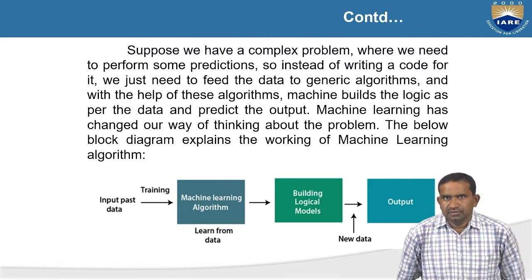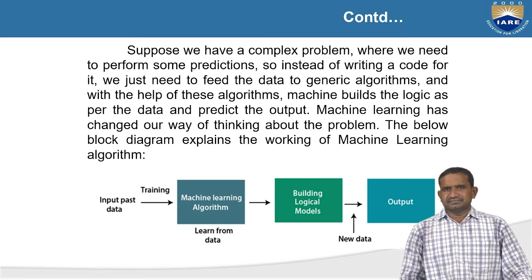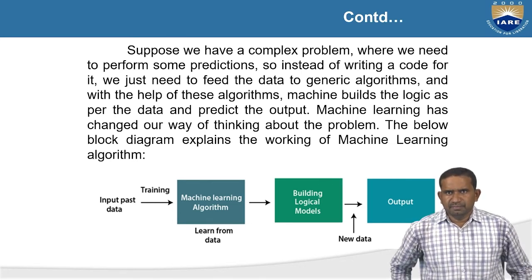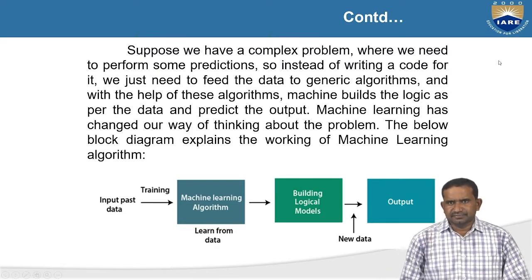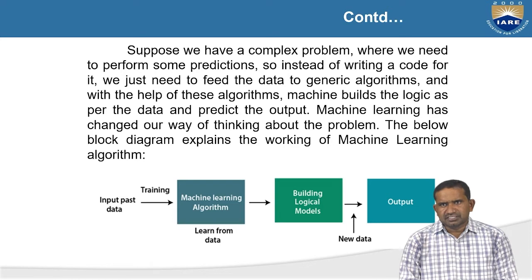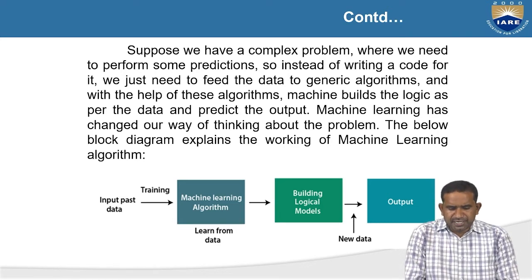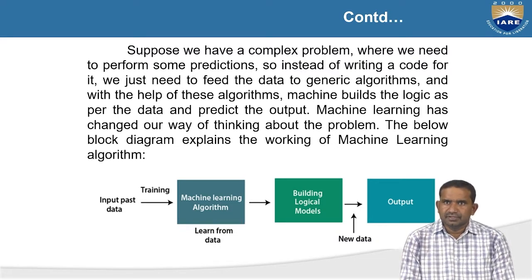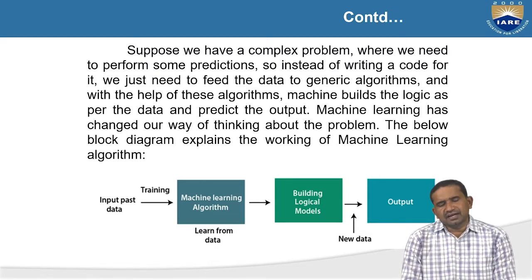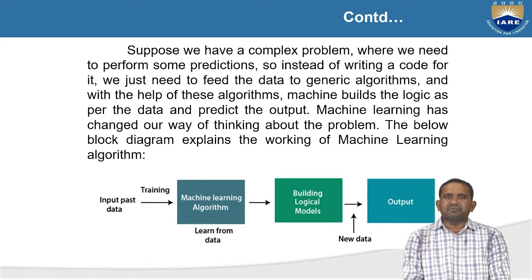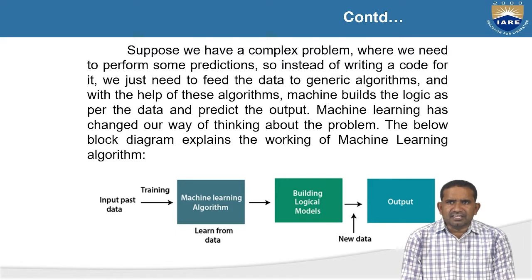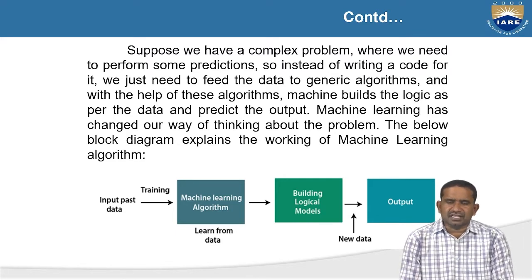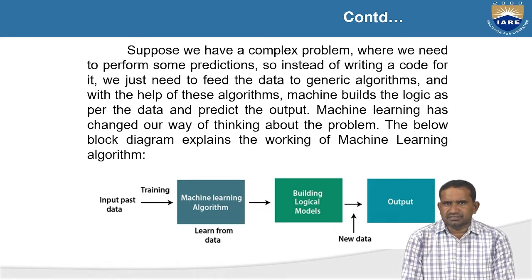That means how the machine learns, how this works. Based on this figure, I will try to explain it. First, we take some example input data or past data. It is also called training data. We apply the machine learning algorithms to the training data and learn from the training data or example data, building logical models by using various algorithms, not only generic algorithms but different sets of algorithms, that is, supervised or unsupervised and so on.